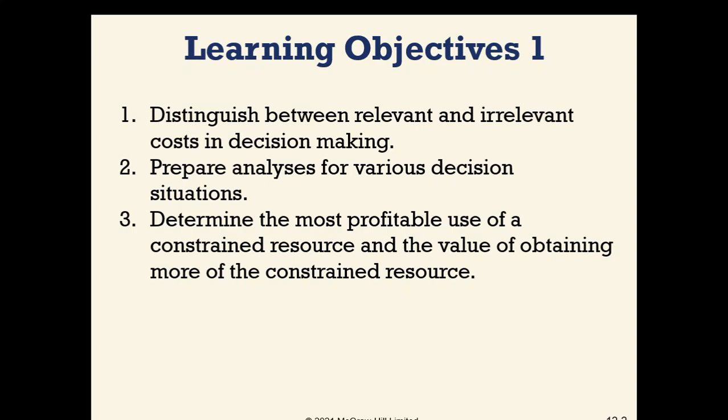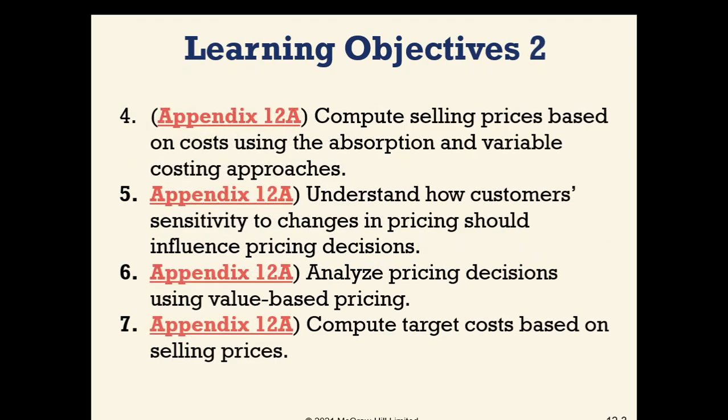We're going to prepare analyses for various situations, such as discontinuing a product line, whether to sell as is or process further. I think we also look at whether we should make or buy a component, accept a special order, and how we should best apply constrained resources. So we're going to determine the most profitable use of a constrained resource and the value of obtaining more of that constrained resource. And we omit all of the appendixes and we are sticking with just the decision-making situations.